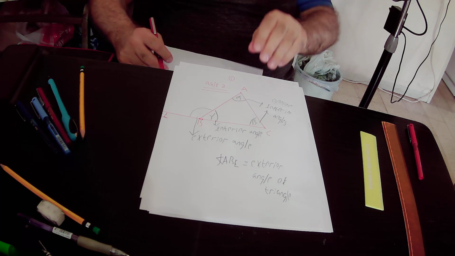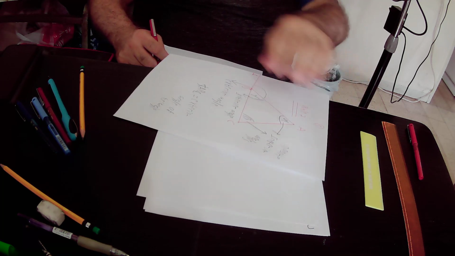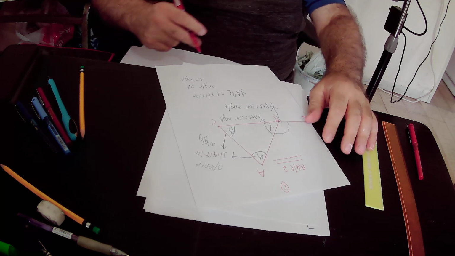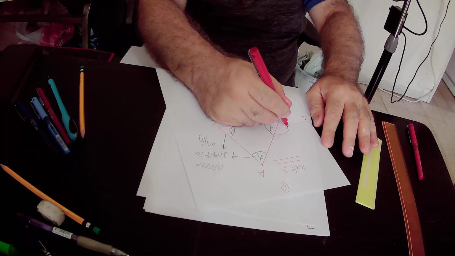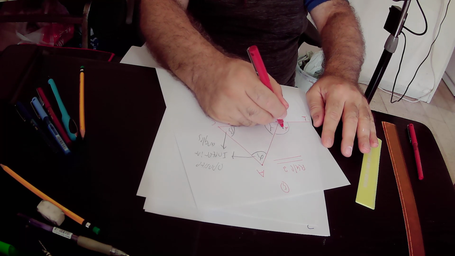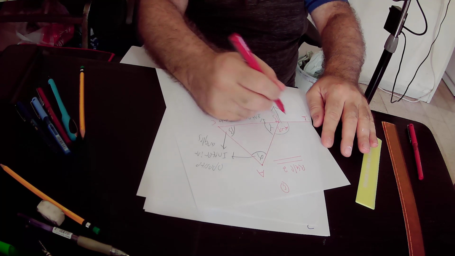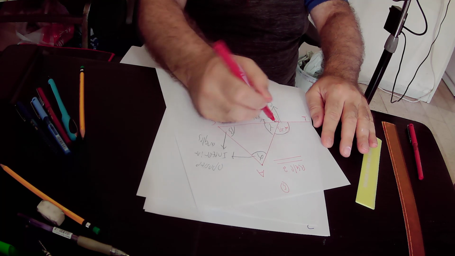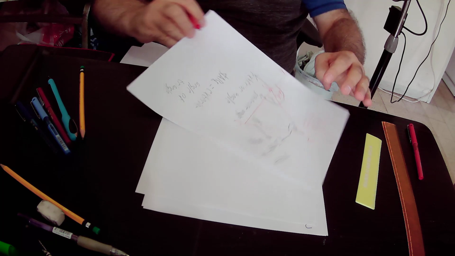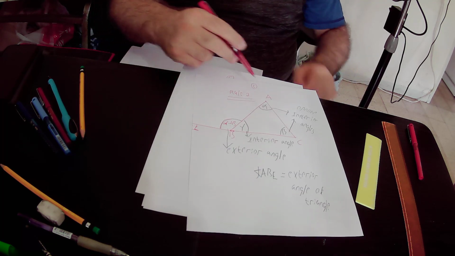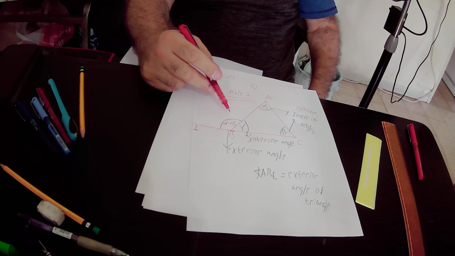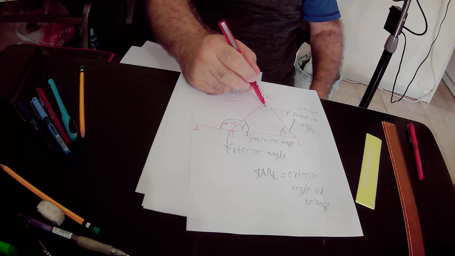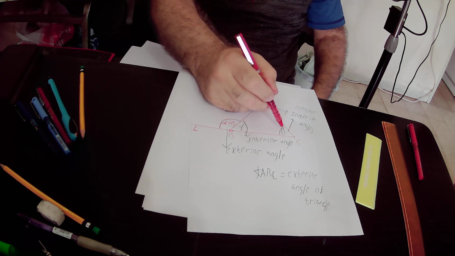So here we can write that angle ABL equals alpha plus beta. Okay, so this angle ABL, the exterior angle ABL, equals alpha plus beta. That is alpha, and that is angle beta.